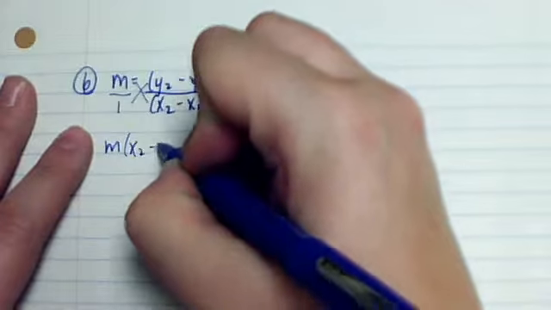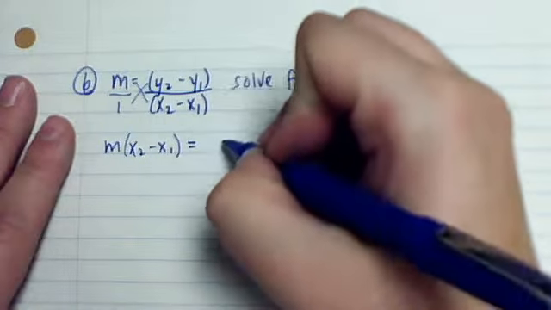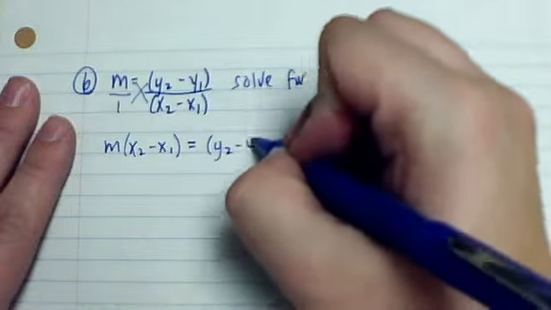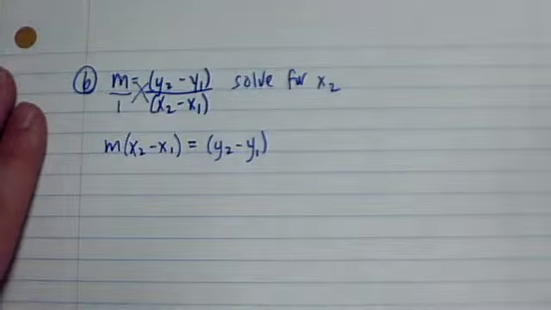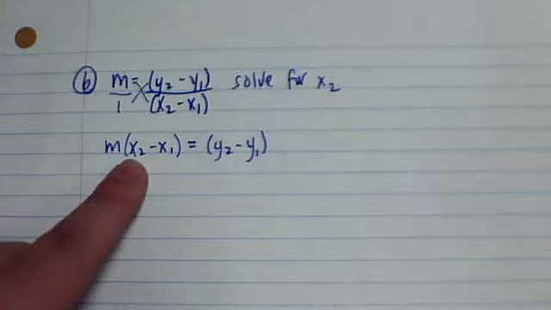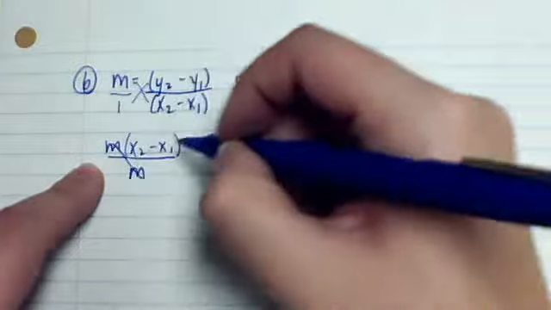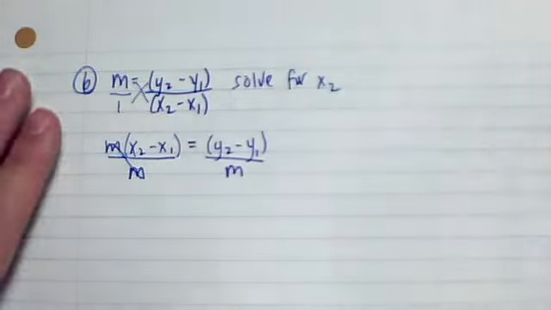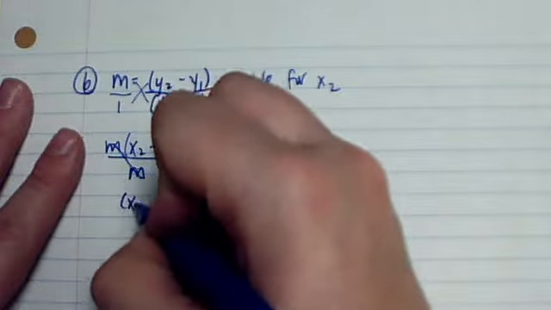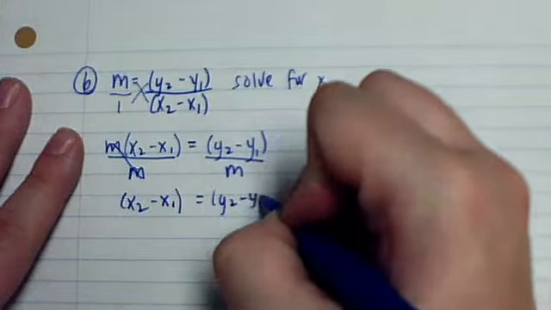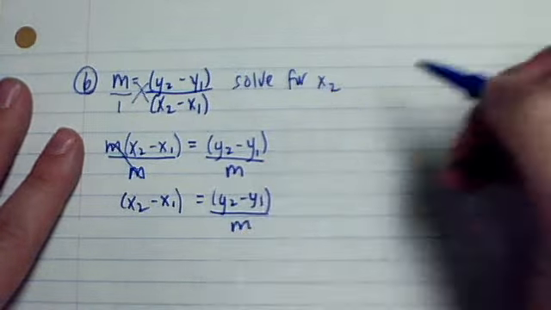So when we cross multiply, I get m times (x2 minus x1) equal to, and then 1 times that is just y2 minus y1. Okay, from here, now that x2 is no longer on the bottom, I can look at this like a different problem. The m is attached to it, so I'm going to divide by the m so I can get rid of that. So then I have x2 minus x1 equal to (y2 minus y1) over m.